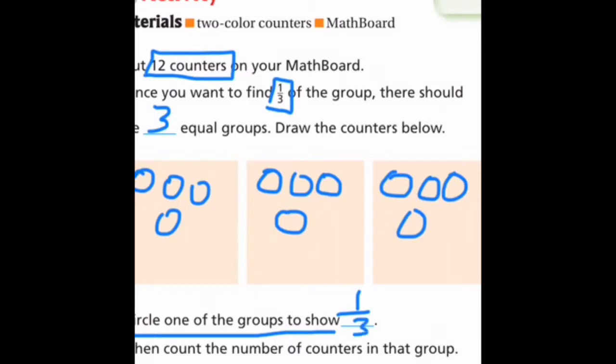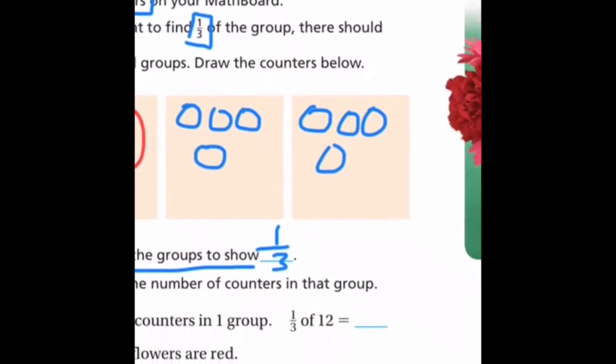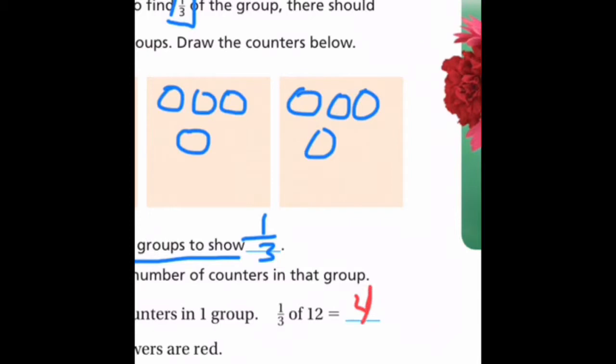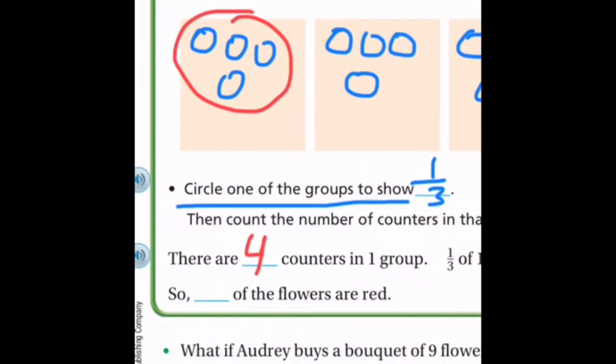Next step, circle one of the groups to show 1/3. That was the fraction we were looking for. So I'll circle one of the groups. And how many counters are in that group? There are 4. So 1/3 of 12 equals 4. There are 4 red flowers.